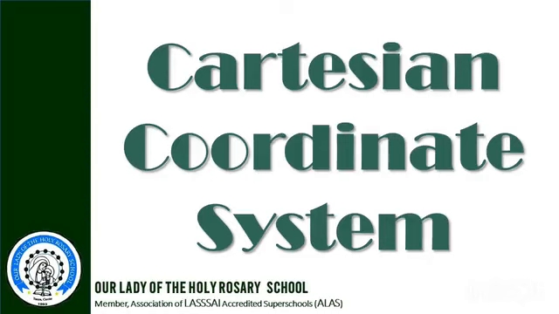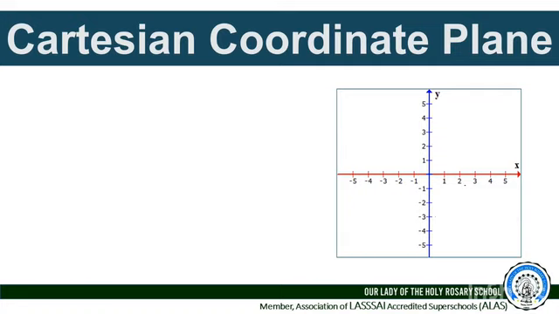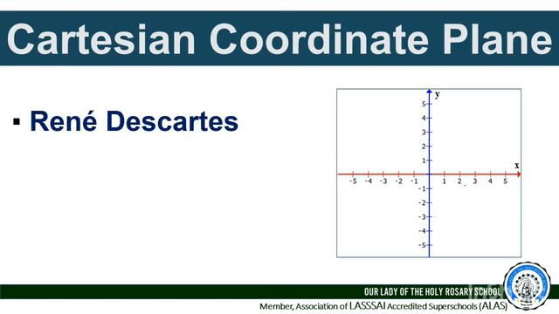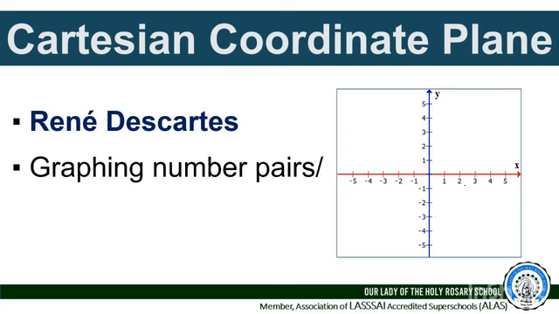Our today's topic is about the Cartesian Coordinate System. This is the Cartesian Coordinate Plane, or we can also call this the Coordinate Plane or Cartesian Plane. It is named after French mathematician René Descartes, who formalized its use in mathematics. It is a system for graphing number pairs, which we also call a point.